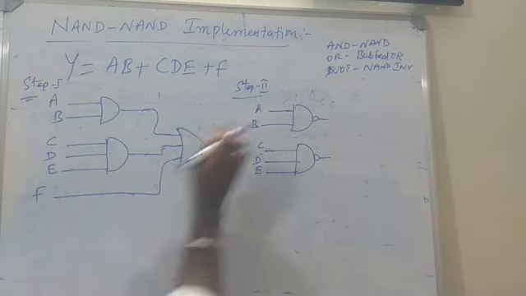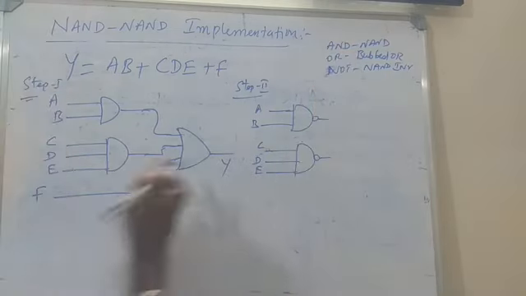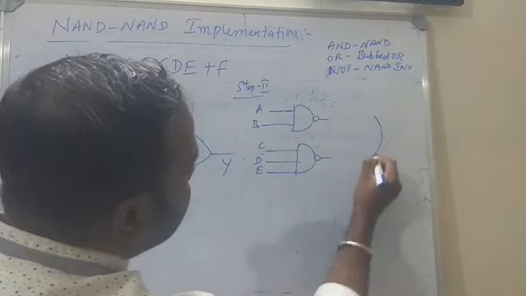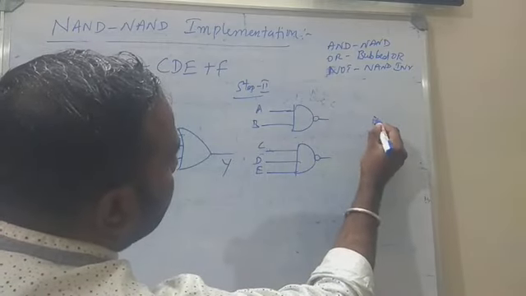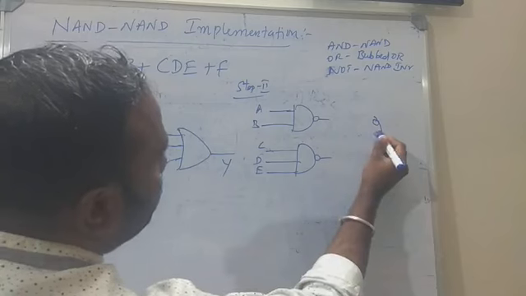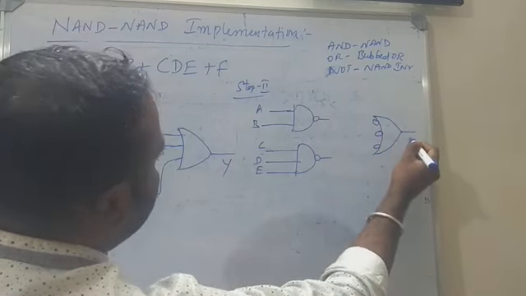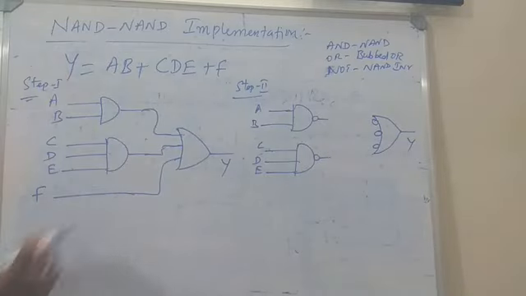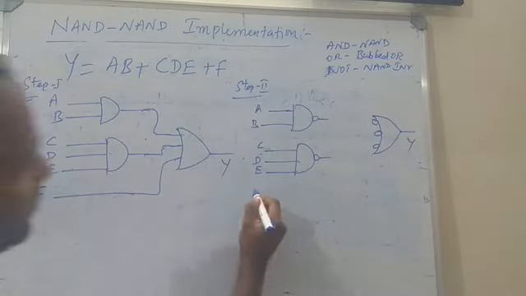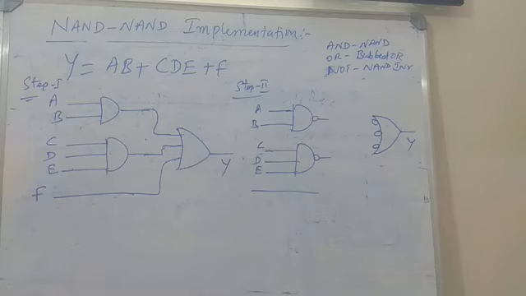Next, here what I told, the OR gate is what? Bubbled OR. So bubbled OR indicates like this. Here 3 inputs are there, na? So 3 bubbles. That is inverters. Okay, so this is Y. So bubbled OR. See, and here F is separately there. So you just put it like this. So this is the simplest way to design the NAND to NAND implementation.